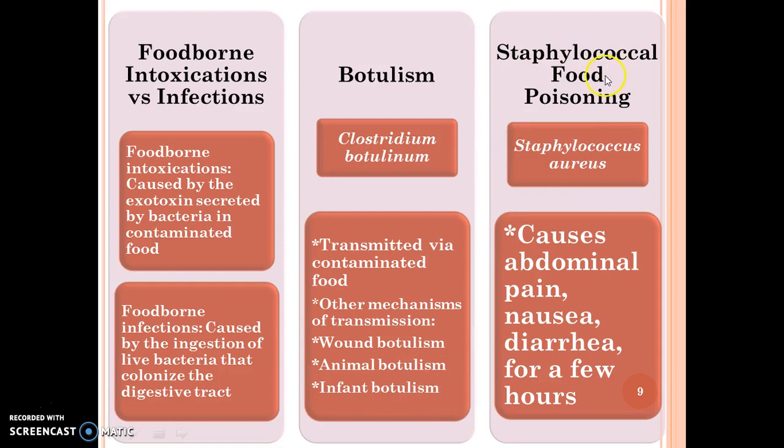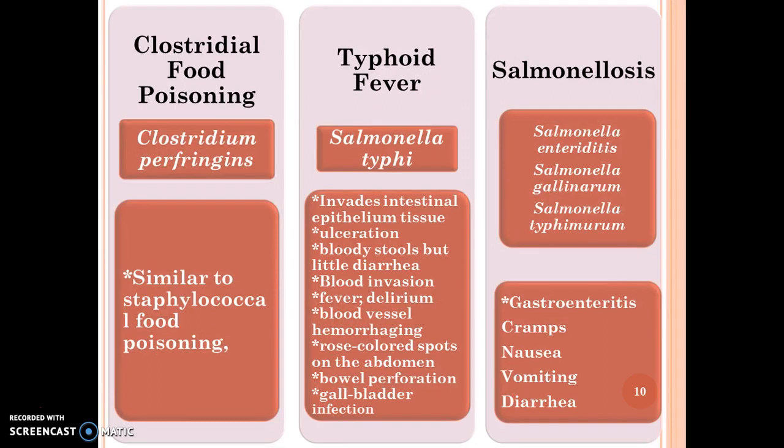Staphylococcal food poisoning, caused by Staphylococcus aureus, causes abdominal pain, nausea, diarrhea, and for a few hours the diarrhea will be there. Clostridial food poisoning is caused by Clostridium perfringens. It is similar to staphylococcal food poisoning.